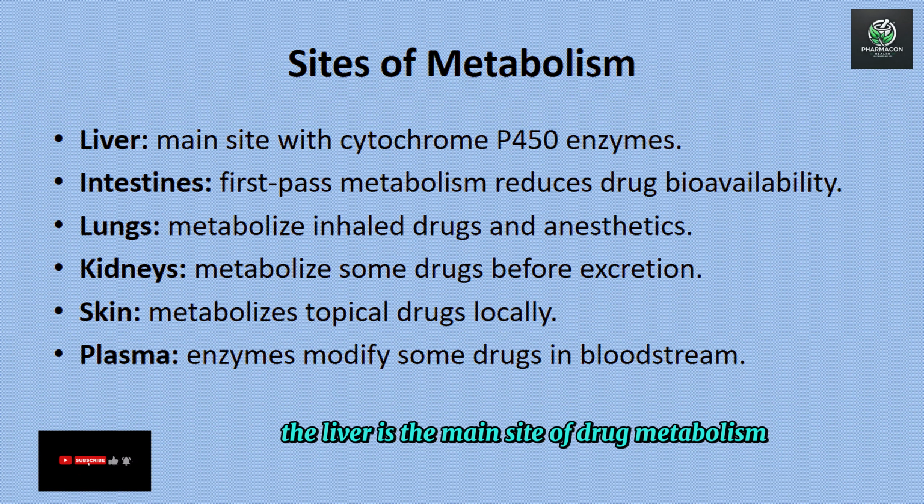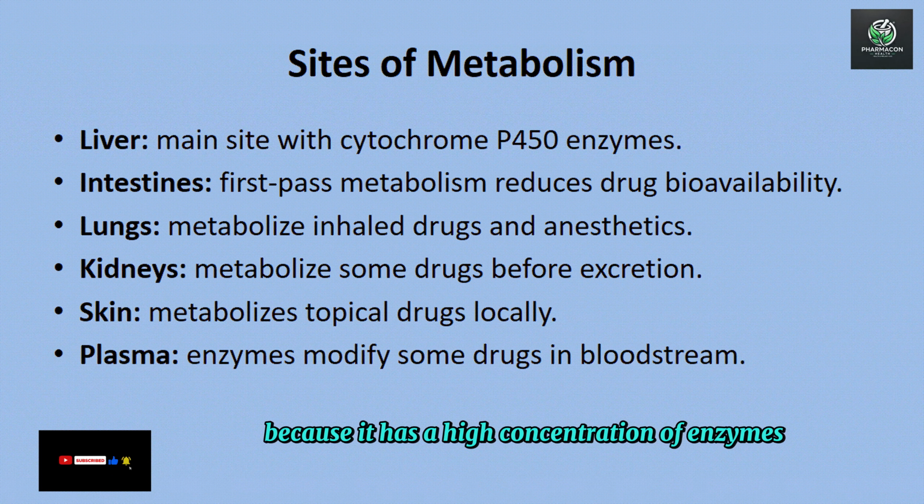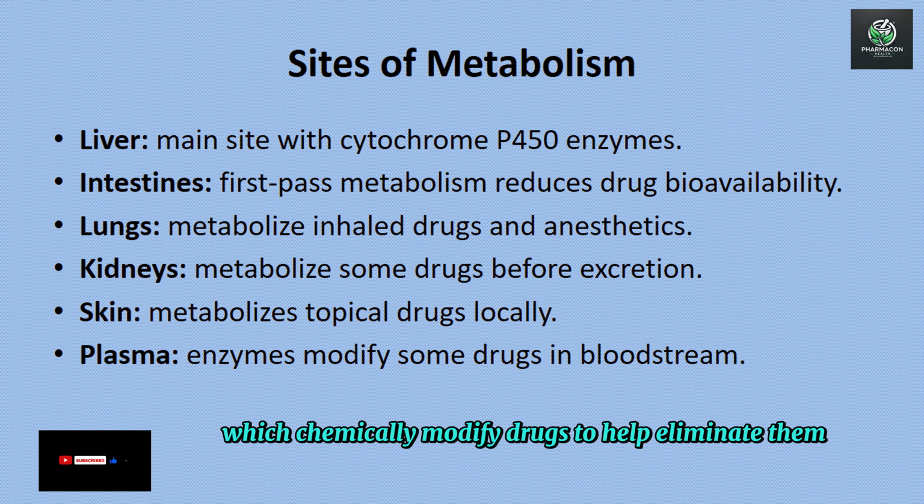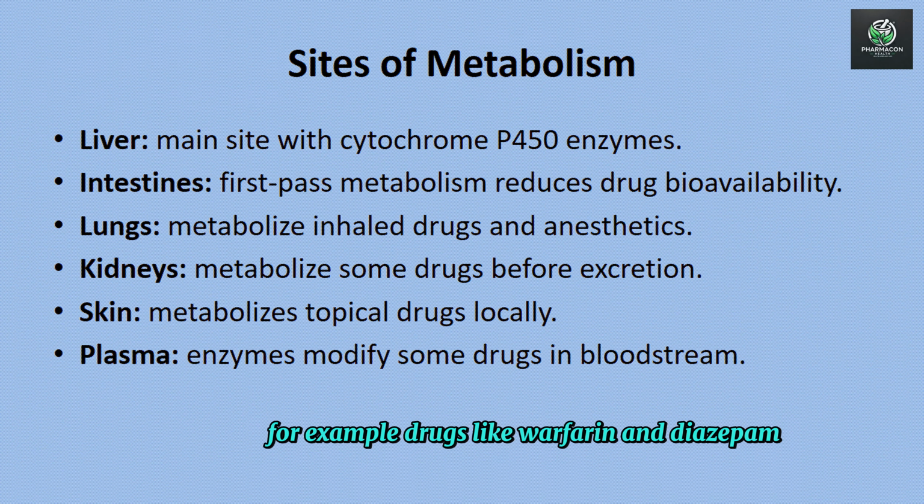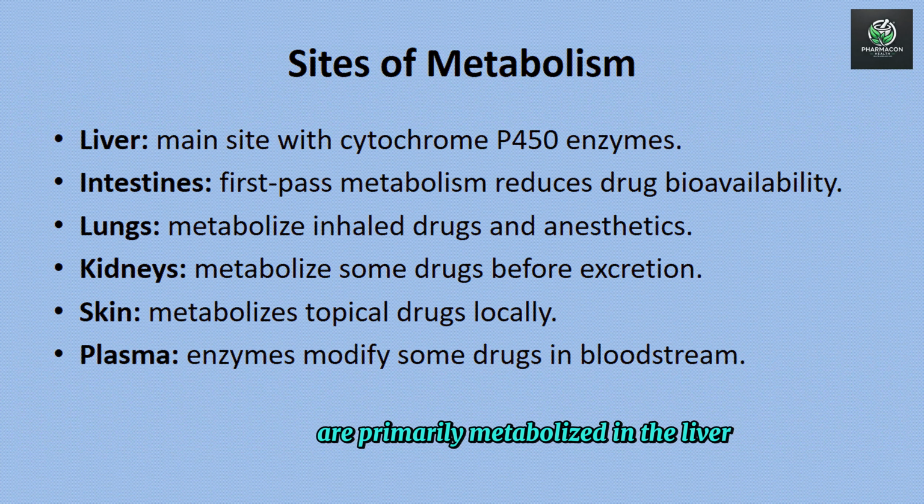The liver is the main site of drug metabolism because it has a high concentration of enzymes like cytochrome P450, which chemically modify drugs to help eliminate them. For example, drugs like warfarin and diazepam are primarily metabolized in the liver. However, other organs also contribute.